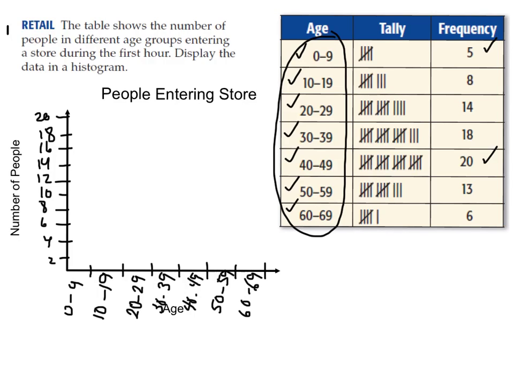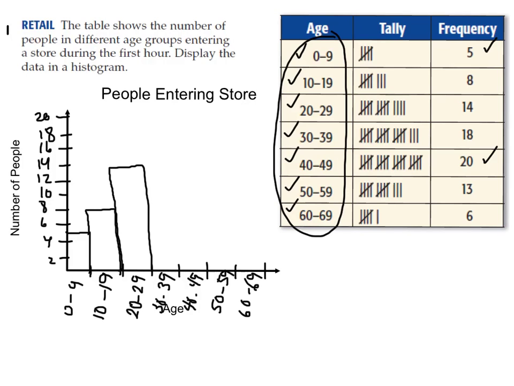All right, so now it's time to go ahead and draw our bars. So between 0 and 9 years old, there were 5 people. So our bar is going to be about here. 10 to 19, there were 8. Notice that all the bars line up right next to each other, so there's no gaps. 20 to 29 is 14.